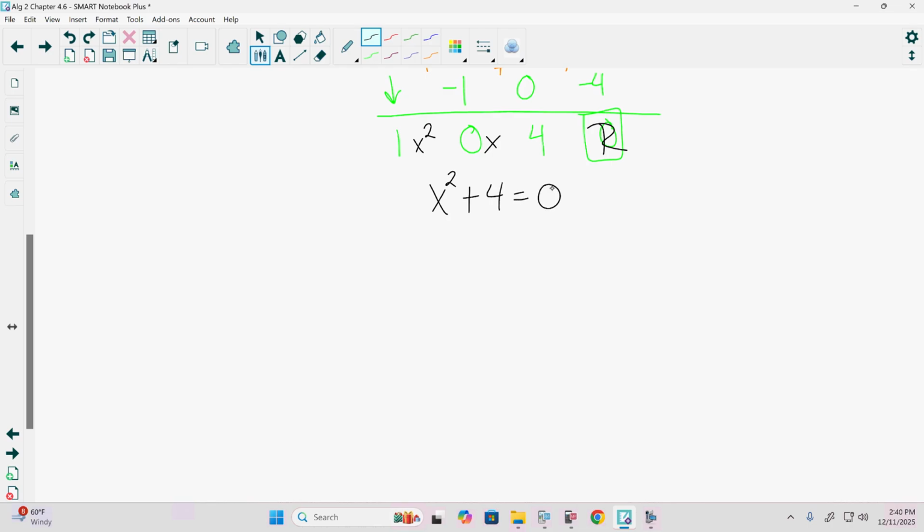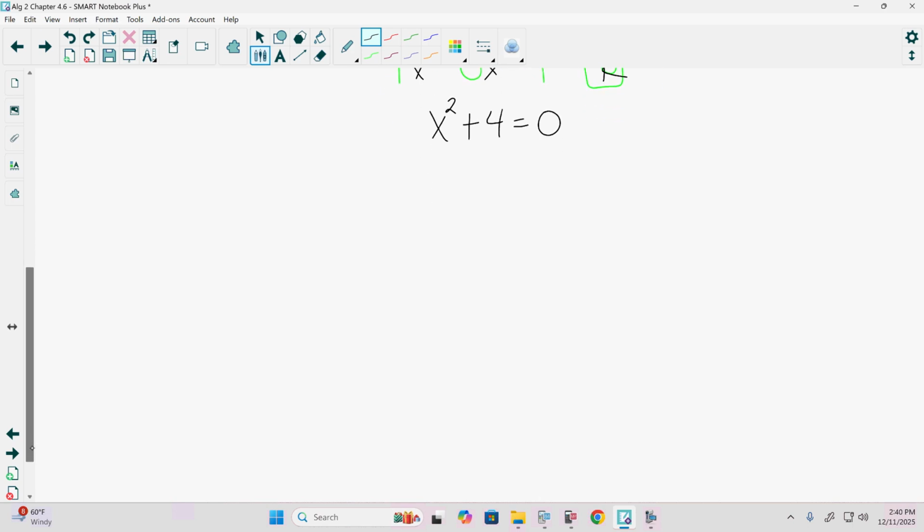Telling us that the final equation we need to solve is x squared plus 4. That last number is our remainder. Our 4 is our term without x, 0 is the term with x, and 1 is our term with x squared. So our final equation is x squared plus 4 equals 0.